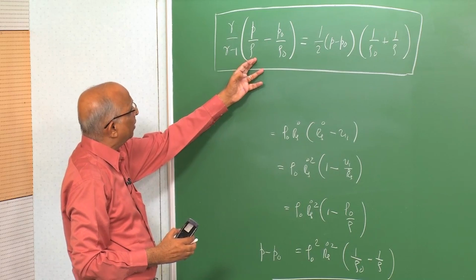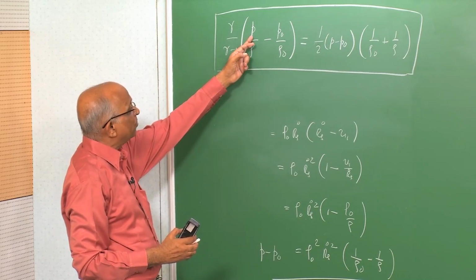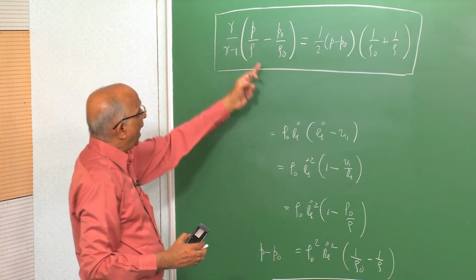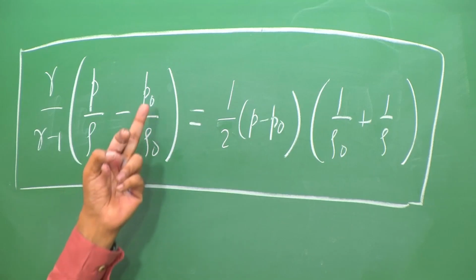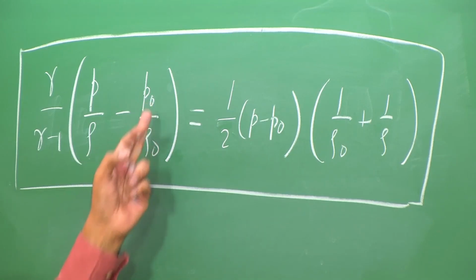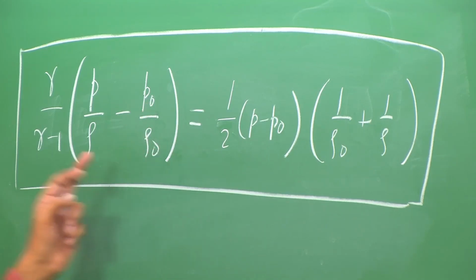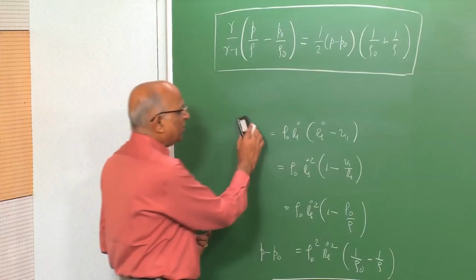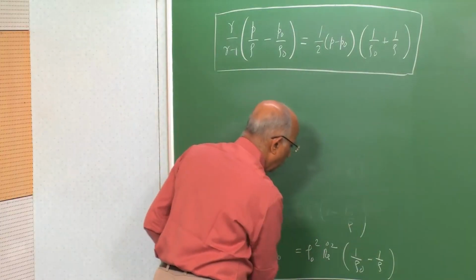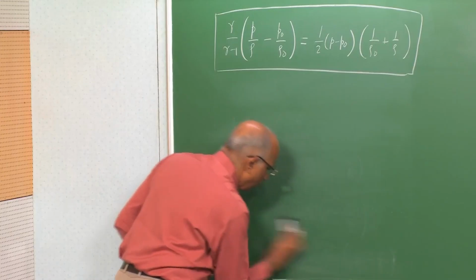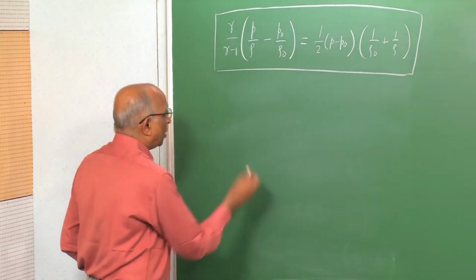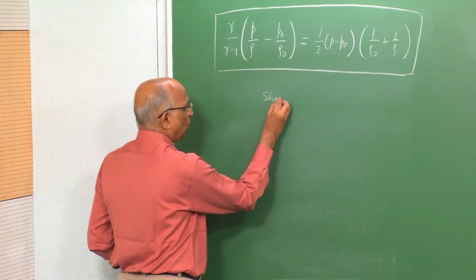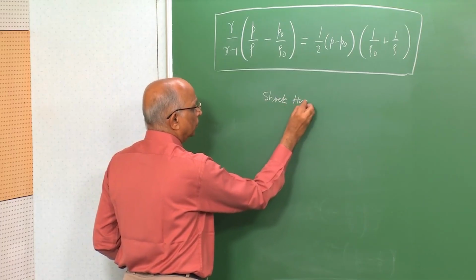And what does it tell? It tells what are the properties behind the shock, P and rho, as a function of properties ahead of it, P 0 and rho 0, and the only other factor which comes is the specific heat ratio of the gases. Well, this equation is what is known as a Hugoniot, and since we are using it for a shock, it is known as a shock Hugoniot.